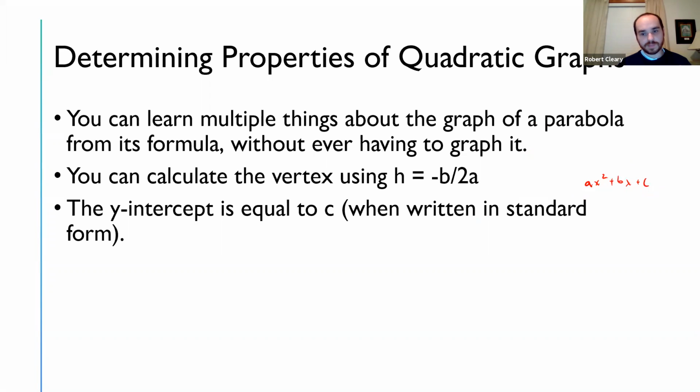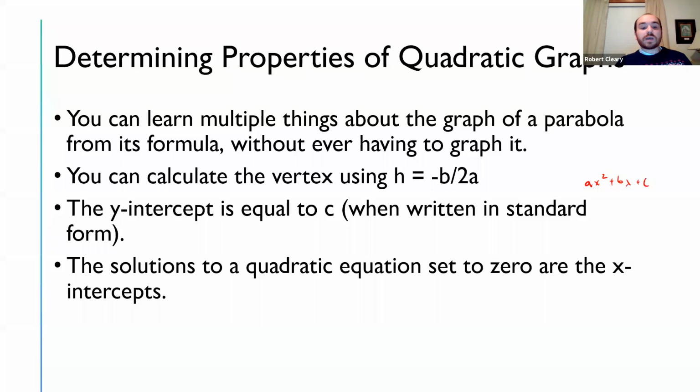If it's written in vertex form, that's not the same because you don't have c in there. The solutions to a quadratic equation set to 0 are the x-intercepts.